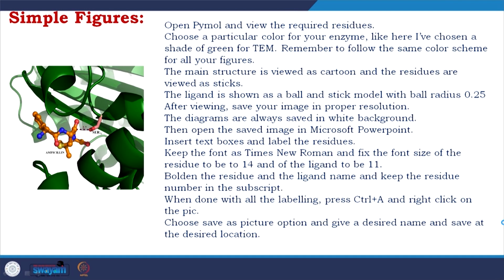When done with all the labeling, press Ctrl A and right click on the picture. Choose the save as picture option, give a desired name and save it at a desired location. So, this is one of the high resolution pictures developed, you could see. So, you could also follow the scheme and you could make a simple figure.